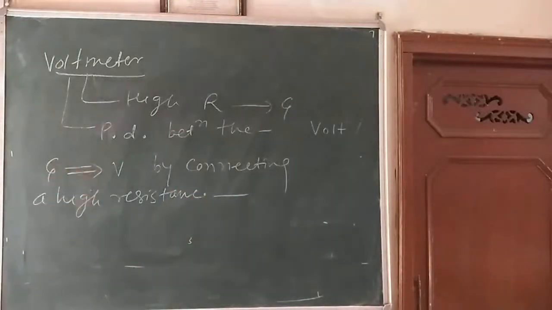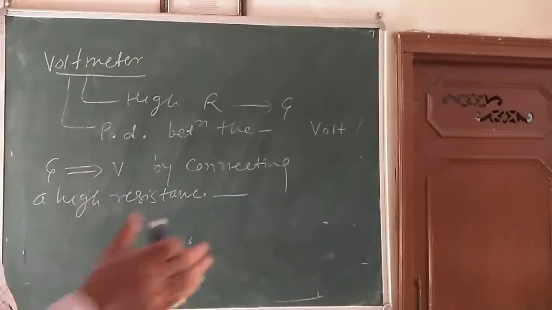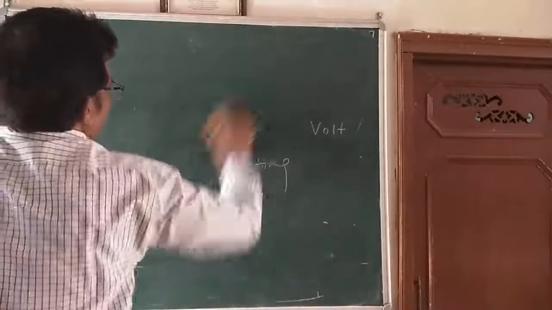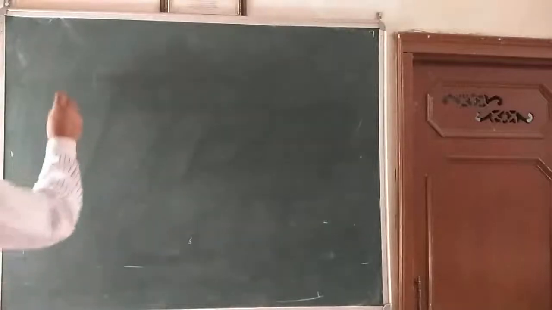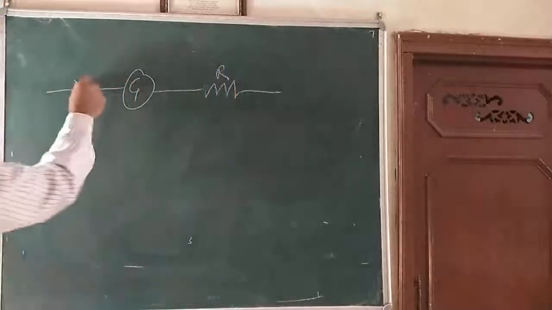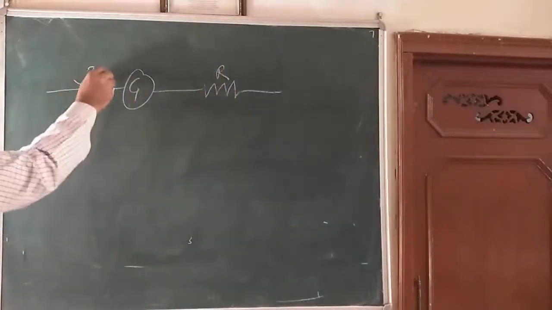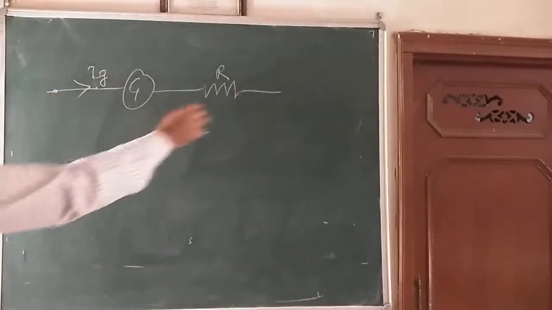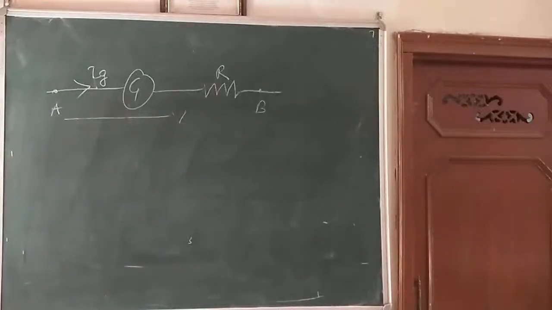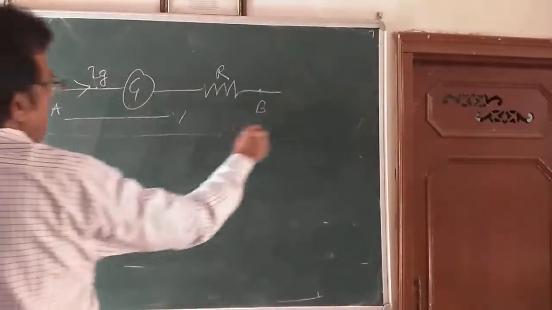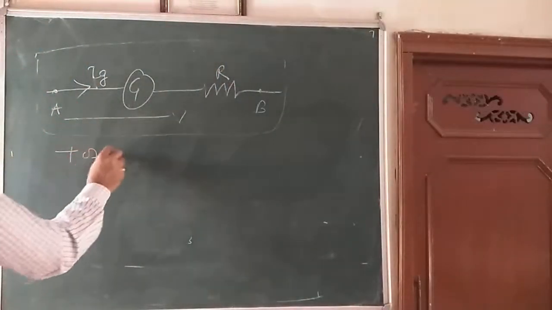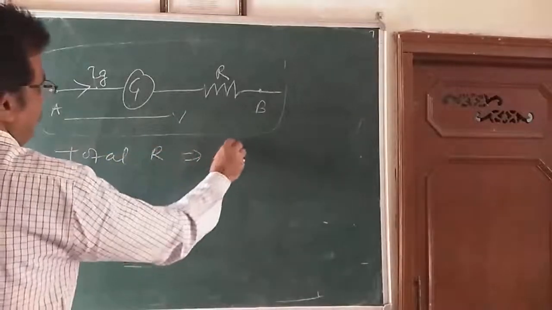Now with the galvanometer and a high resistance in series with it, let us draw a figure and see how it converts. So dear children, here is a galvanometer and here is a resistance R. The galvanometer current here is Ig. The potential difference between the two points A and B is V. This device is called a voltmeter. The total resistance of the voltmeter is equal to R plus G.